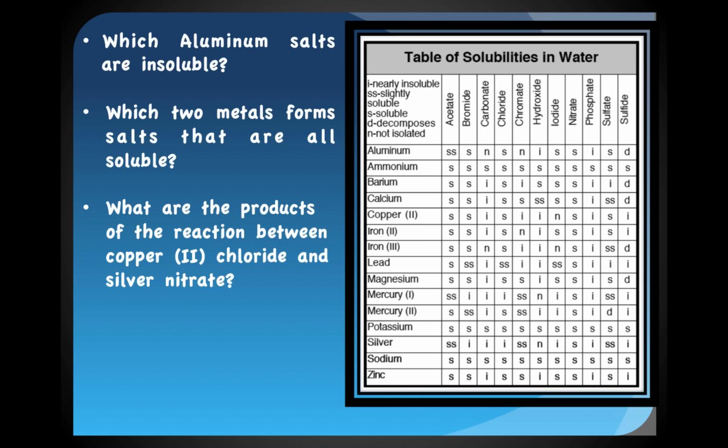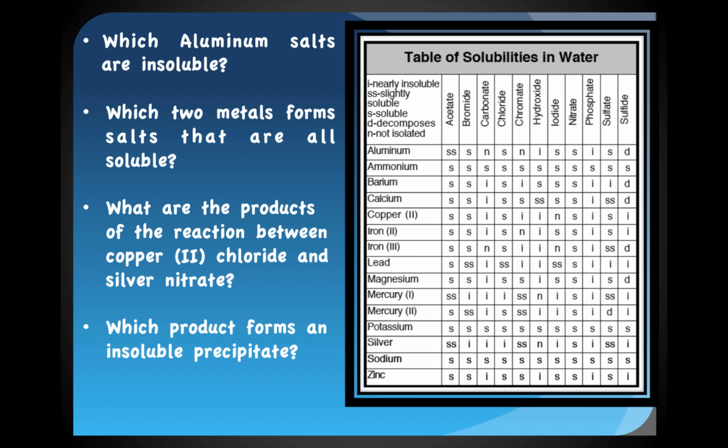What are the products of the reaction between copper 2 chloride and silver nitrate? Now this is an example of a double displacement reaction where the copper and the silver are going to change places with each other. The two products of a double displacement reaction for this example are copper 2 nitrate and silver chloride. Did you see how I got that? The copper and the silver change places.